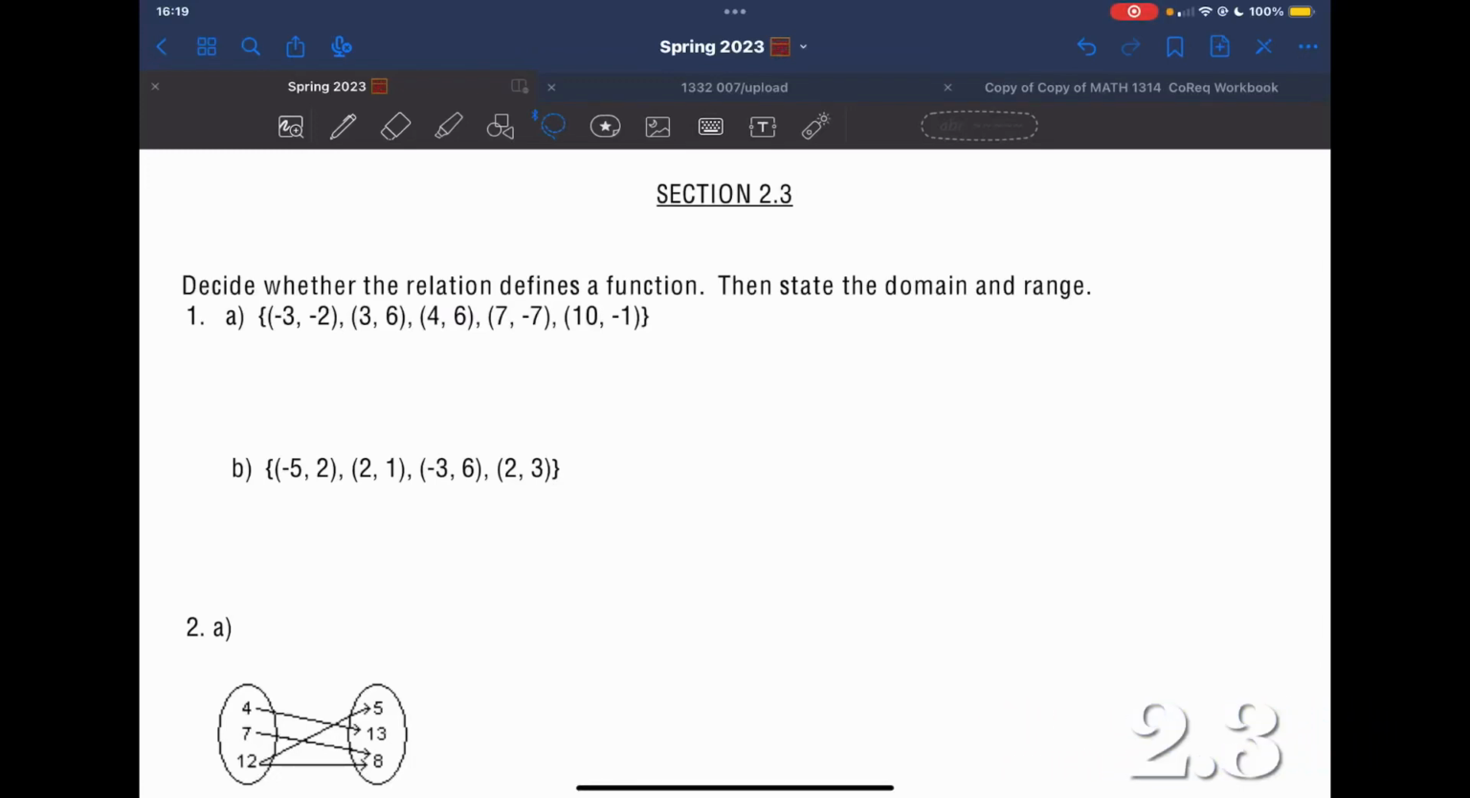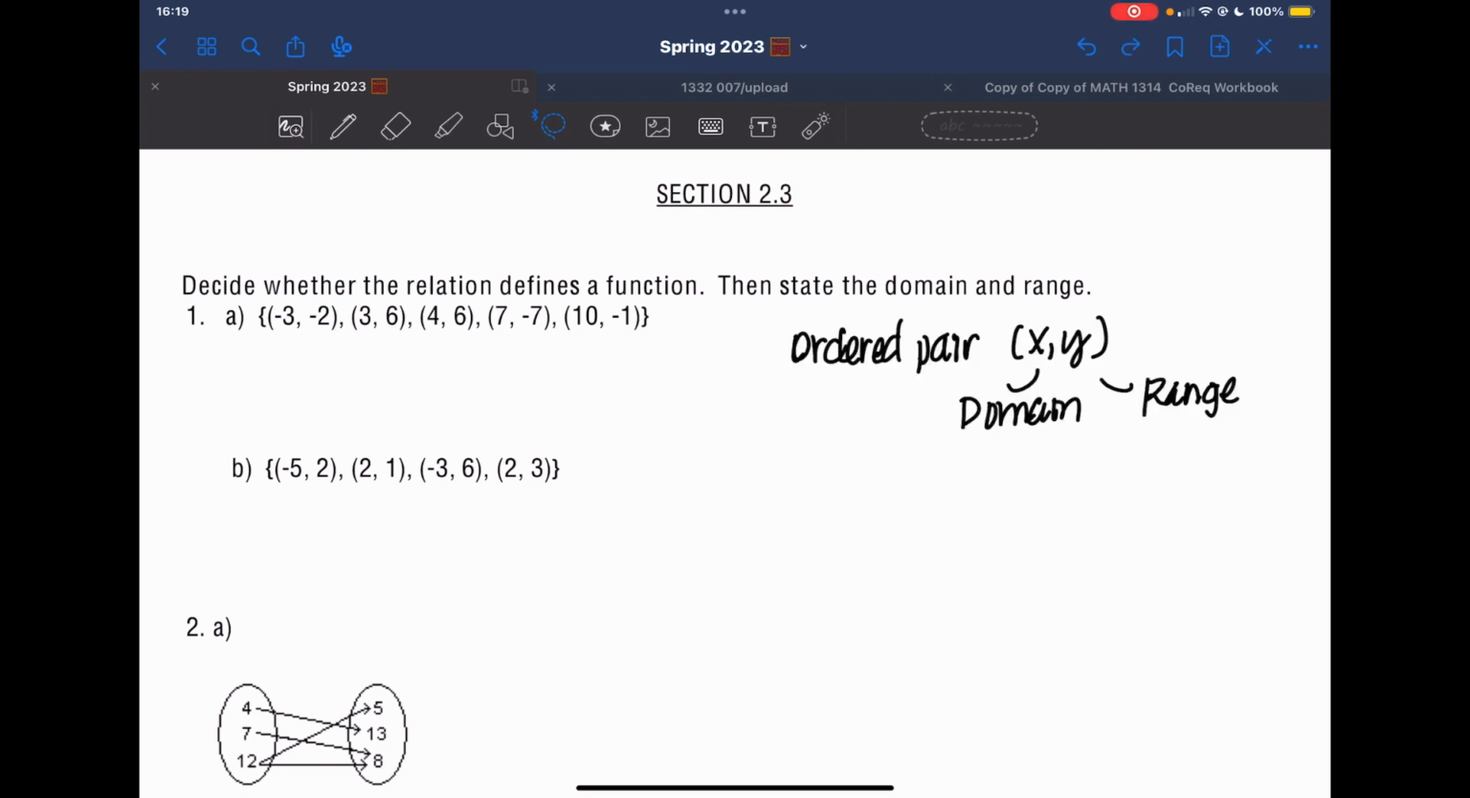You're deciding if the relation defines a function. Remember that all relationships are either functions or not functions. So in 1a, we first need to review what domain and range are. Domain is the x value and my range is my y value.